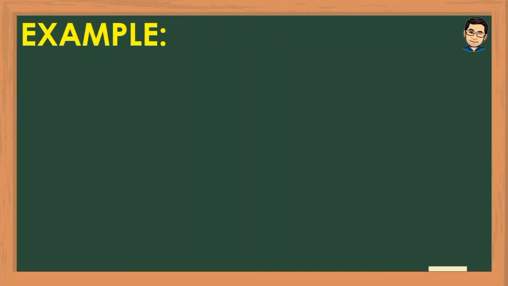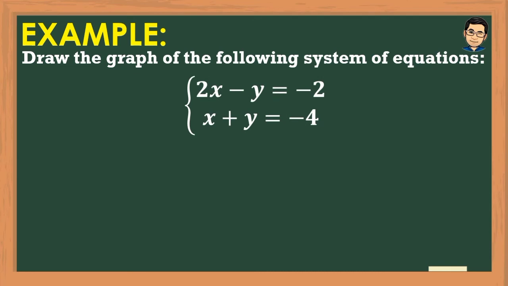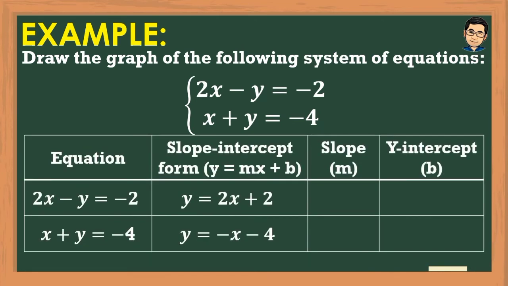So, let's have example. Draw the graph of the following system of equations. So, ayan po yung ating system of equations. First equation is 2x minus y is equal to negative 2. The second equation is x plus y is equal to negative 4. So, kagaya ng ginawa natin kanina, i-determine natin yung slope tsaka y-intercept. And then, nakasulat na in slope-intercept form para mabilis.